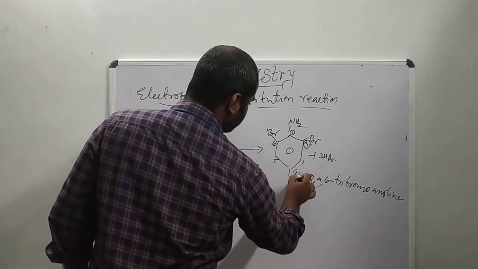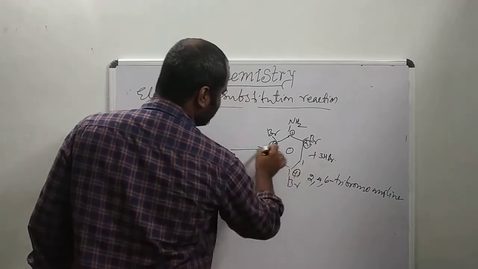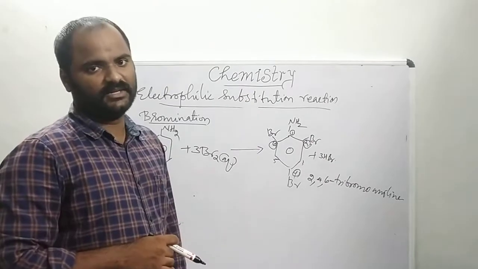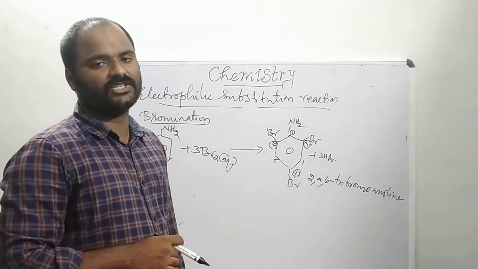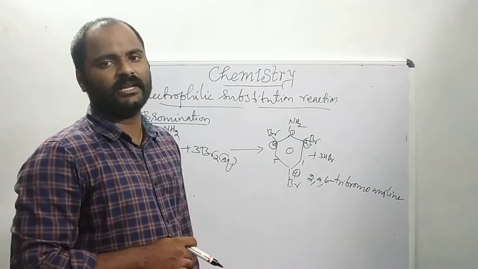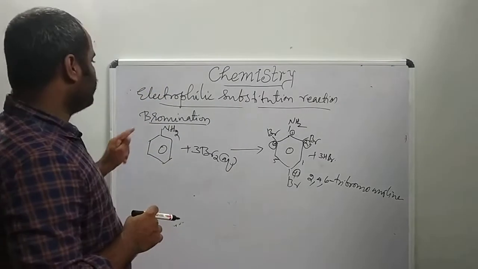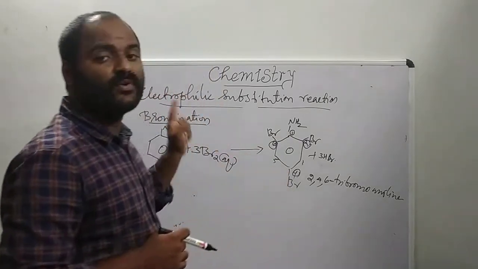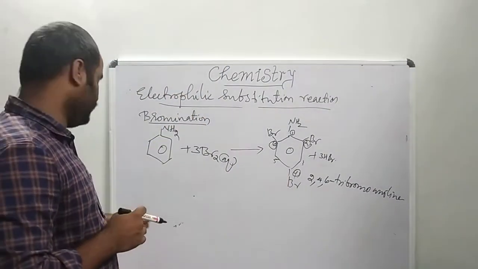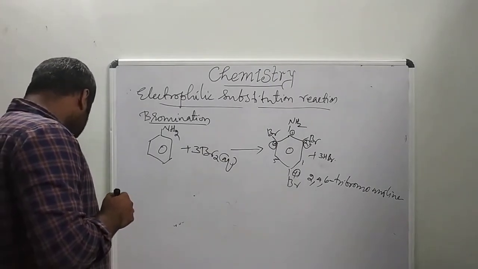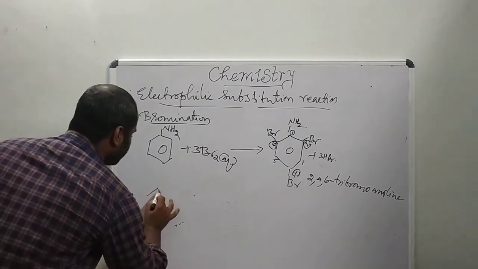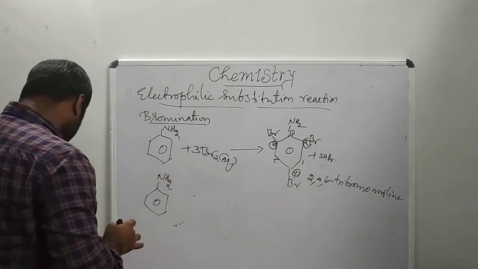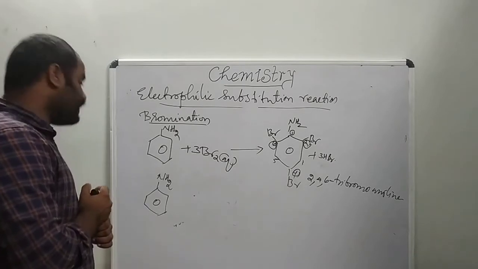So at 2, 4, 6 there are a total of 3 bromines, so 2,4,6-tribromoaniline is formed. That is the product formed in this reaction. Okay, clear. And this is polysubstituted bromination. There are 3 bromine atoms. If you want only 1 bromine in the ring, you have to go for another reaction. That is, aniline can be protected.